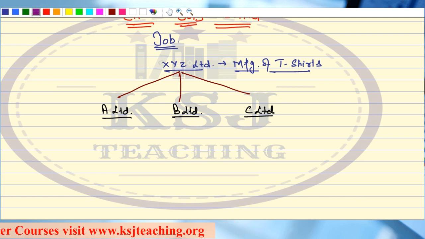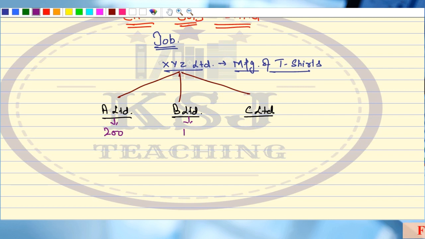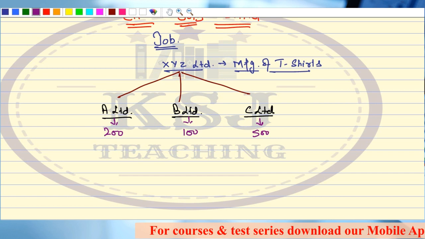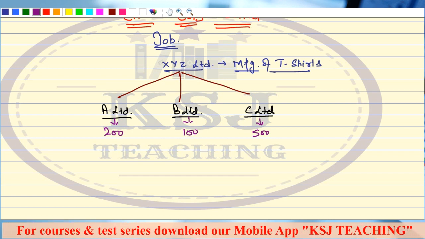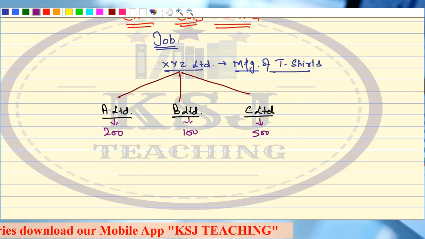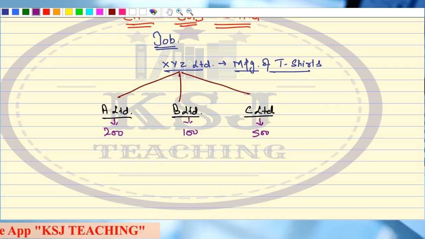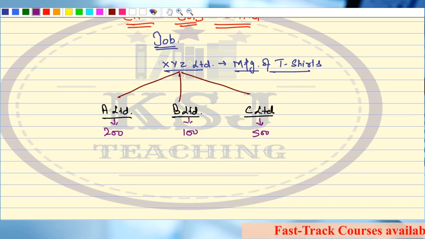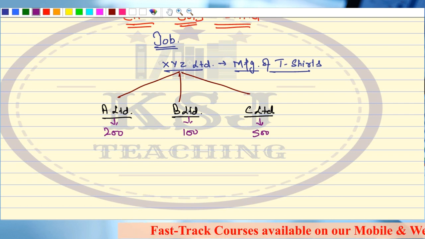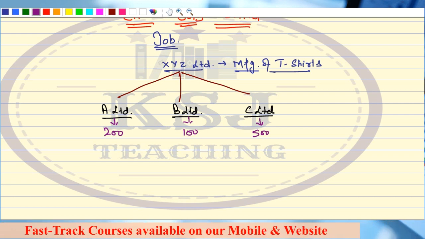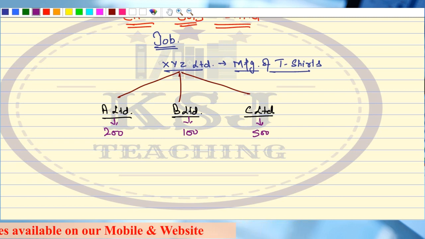There is an order from A Limited for 200 t-shirts, from B Limited 100 t-shirts, and from C Limited 500 t-shirts, of different designs as per their requirement. XYZ Limited prepares customizable t-shirts. They say, you give your designs, we will prepare them. So they have received three different orders for 200, 100 and 500 t-shirts.